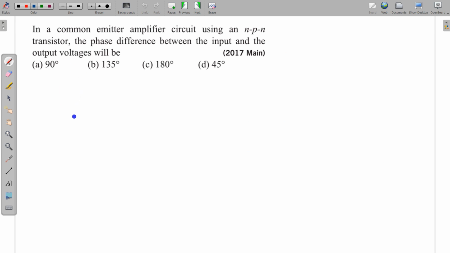In a common emitter amplifier circuit using an NPN transistor, the phase difference between the input and output voltages will be? So it is just a theoretical question. Input and output voltage have a phase difference of pi, as we have shown in the theory.